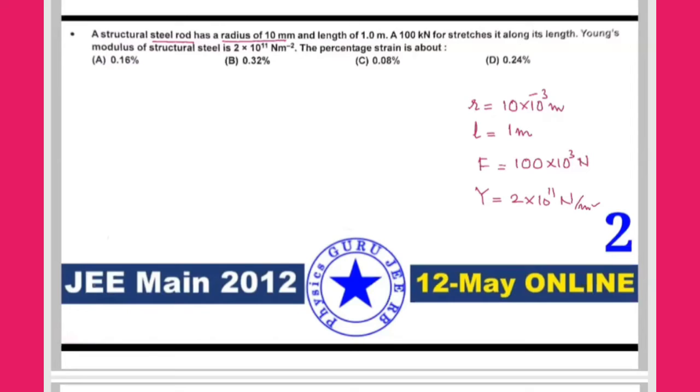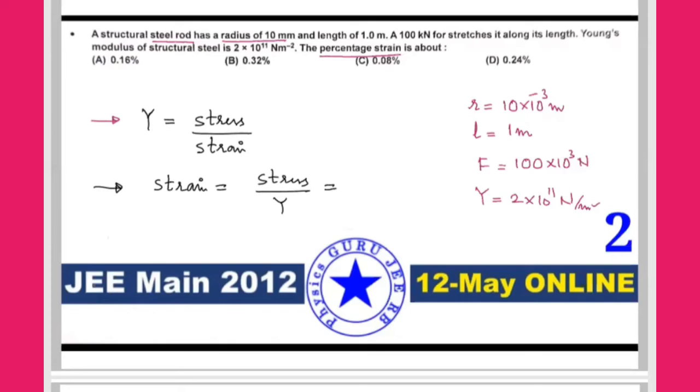We have to calculate the percentage strain. Okay, directly we can take the formula for Young's modulus. Young's modulus Y is equal to stress divided by strain, right? I want the strain, so let me take strain from here. Strain equals stress divided by Y.